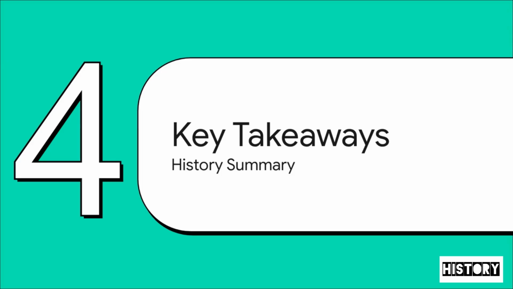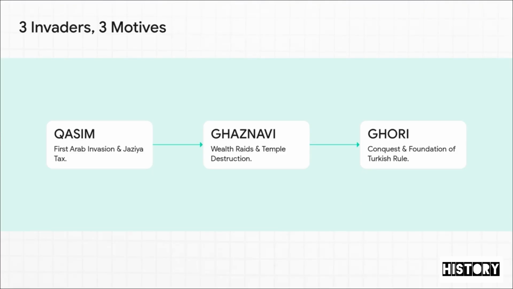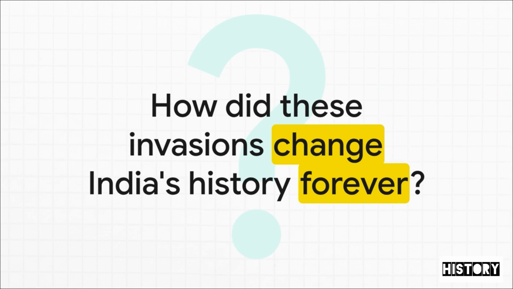So, what are the key takeaways we should get from the stories of these 3 invaders? Let's quickly summarize. Think of it this way. Qasim started the process and introduced the Ghazni attacks. Ghaznavi came for wealth and raids. And then Ghuri came with the goal of conquest, and he's the one who laid the foundation for the Delhi Sultanate. And I'll leave you with this final question to think about. How did these 3 invasions, each with a different motive, completely and forever change the course of Indian history?